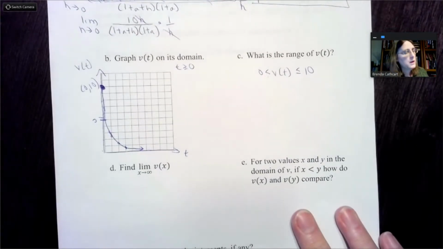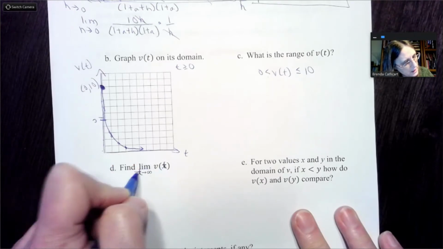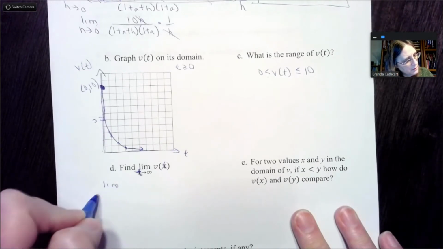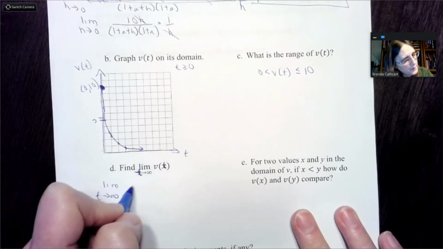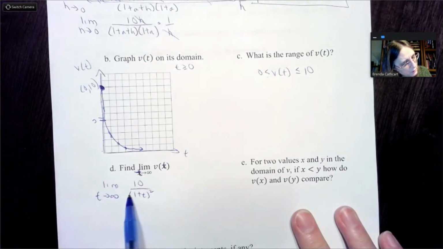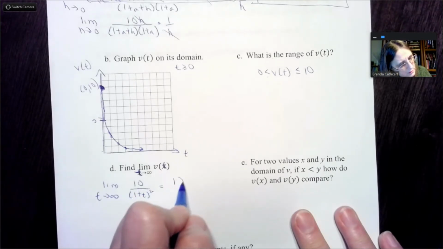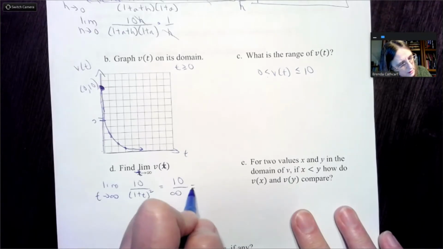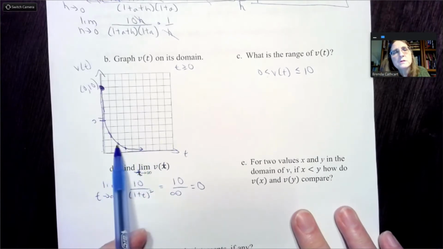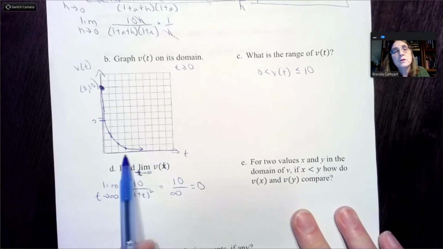Now we want to find the limit of v of t as t goes to infinity. So using our equation, the limit as t approaches infinity of 10 over (1 plus t) quantity squared. Well, we know what happens with 1 plus a big number squared. It just stays a big number, so it's 10 divided by a big number, and that goes off to 0. And that makes sense from our graph. We can see that as t gets larger, our velocity gets increasingly closer and closer to 0.